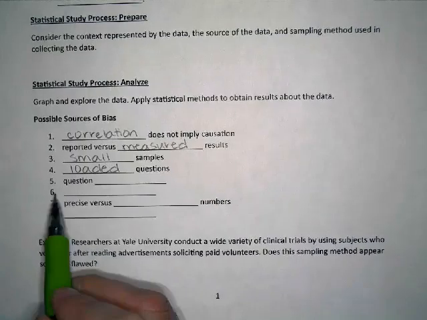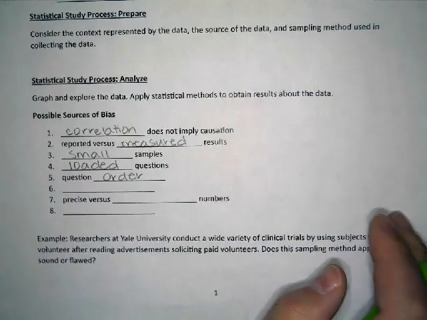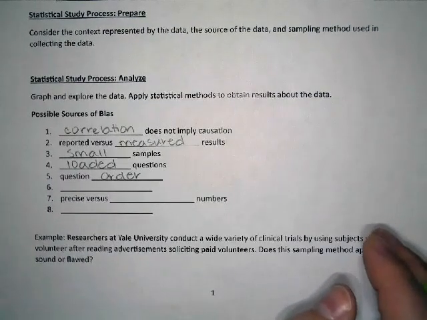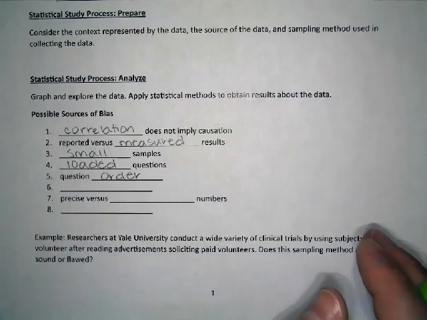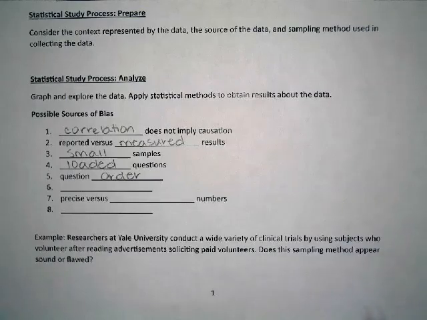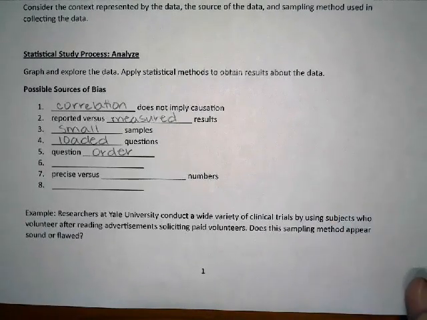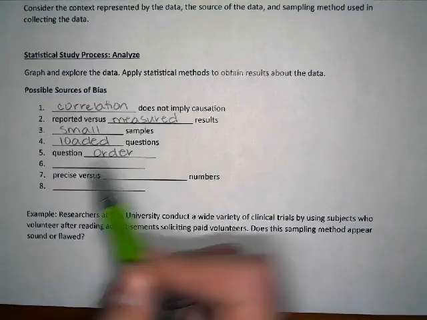The next, question order. So sometimes questions are written in a specific order, whether that be that there's 5 questions as part of a study or whether that be the way the question is phrased, so that it would influence the way the person providing the data answers, because you're kind of leading them to an answer in the way that you ask the questions.